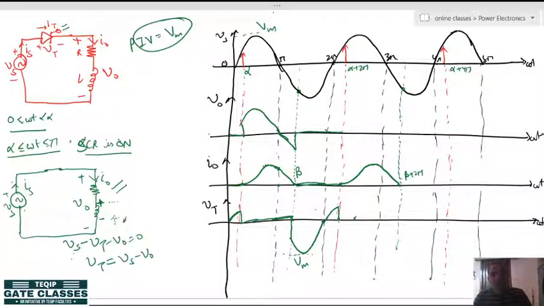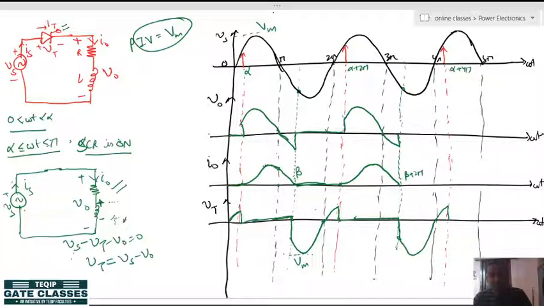From this you can see, if you draw the output voltage from alpha plus 2 pi to beta plus 2 pi, from alpha plus 2 pi to 3 pi it is positive voltage, and from 3 pi to beta plus 2 pi it is negative voltage. Okay. And from alpha plus 2 pi to beta plus 2 pi, the thyristor voltage will be 0, and again at beta plus 2 pi the thyristor will regain its reverse blocking mode. Okay. So in this way it will keep on continuing its cycle.